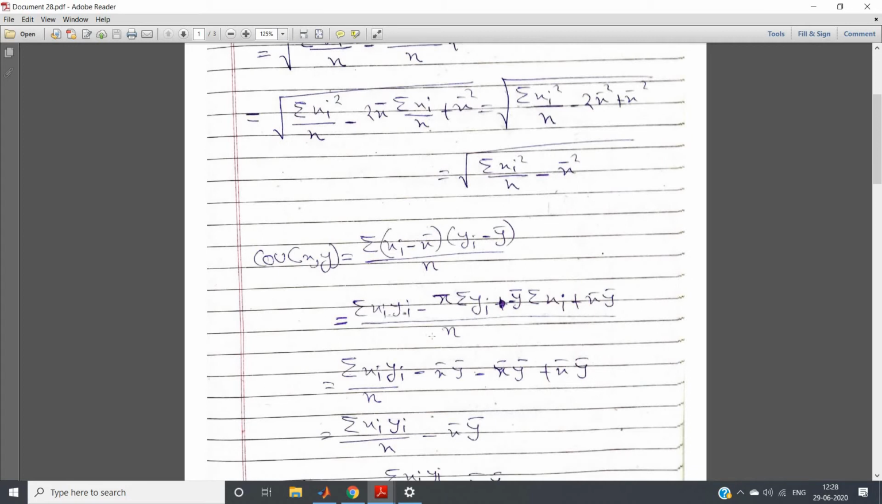Now if you just split this, you will be having summation over xi yi by n, minus x bar into summation over yi by n, that is again y bar. Then minus y bar summation over xi by n. Summation over xi by n is x bar, so this will also be x bar y bar. And this term was actually x bar y bar into n, as I have told you. Sorry for this mistake, I forgot to write n. So here one n was there, so this n and that n will cancel each other and you will be having x bar y bar, right?